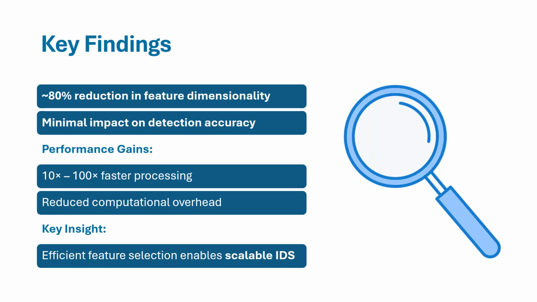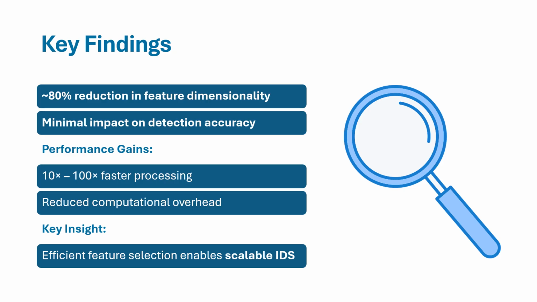Key findings. Our key finding is that we achieved approximately an 80% reduction in feature dimensionality while maintaining nearly the same level of detection accuracy. This is a highly significant result because it indicates that a large portion of the original features in intrusion detection datasets are either redundant or contribute very little to the overall classification performance. In other words, the system does not need the full set of features to make accurate predictions.